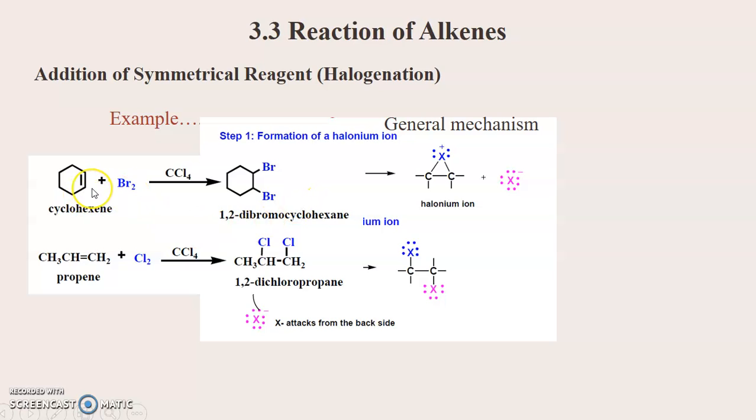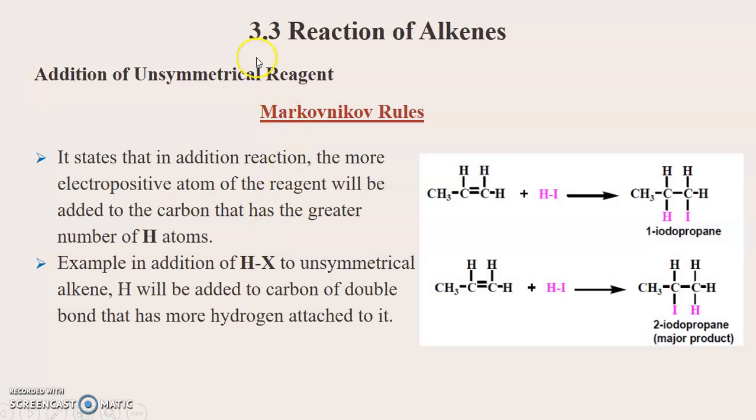So this is an example of addition of symmetrical reagent or halogenation of alkenes. So this double bond reacts with bromine in CCl4 to get 2 bromine atoms here. And this propene reacts with chlorine to get 2 chlorine atoms here. And then, in addition reaction, we have addition of unsymmetrical reagent, which follows the Markovnikov rule. Okay, never mind, I will summarize again later.